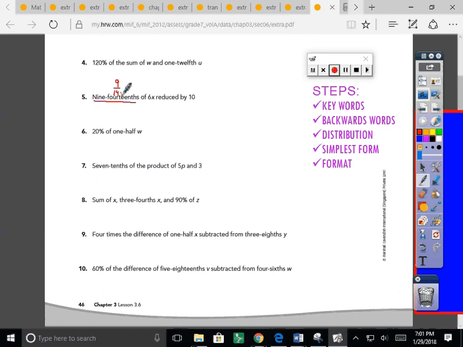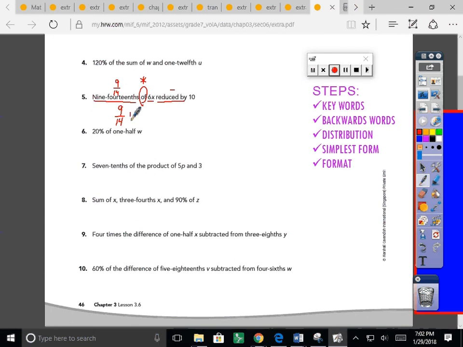That's what it sounds like to me. 9/14 of 6x. Oh, I want 9/14 of something. That's like groups of. That's a multiplication. And now I want 9/14 of 6x. Okay, that's already stated for me. And reduced by. Oh, what does that stand for? I'm not sure if that's in your keywords, but I hope you recognize it as being subtraction. Reduced by 10. I do not see backwards words, but I'm always thinking about that before I start writing my expression. And we're ready to roll.